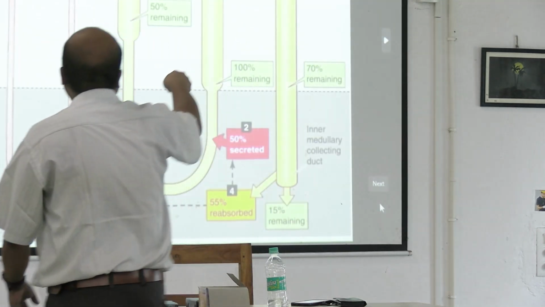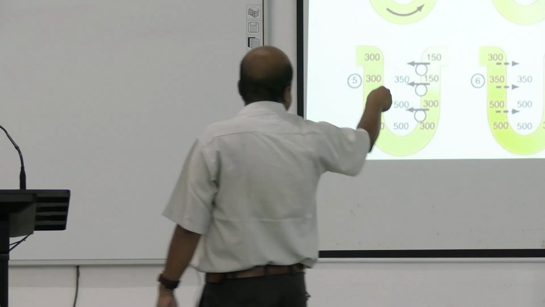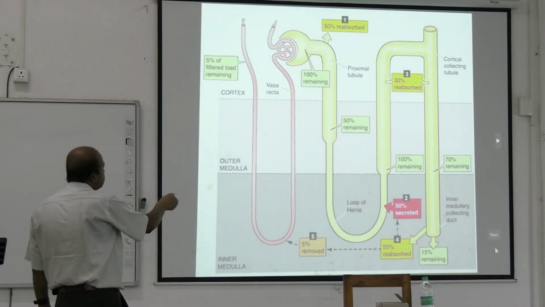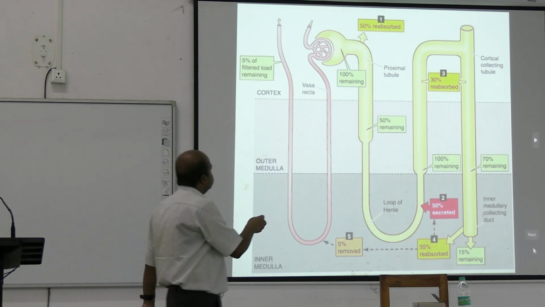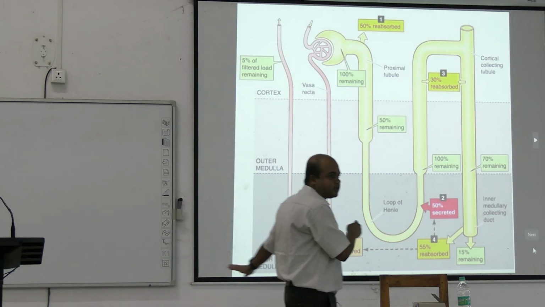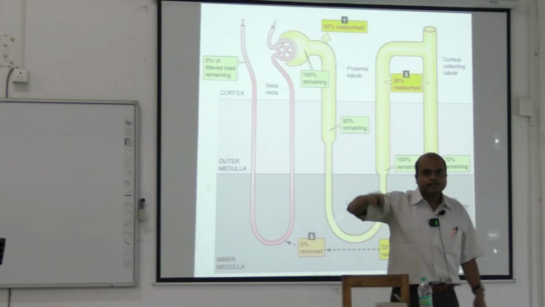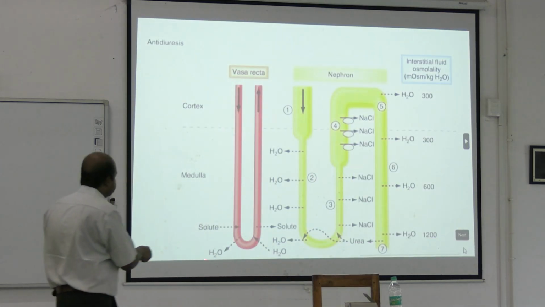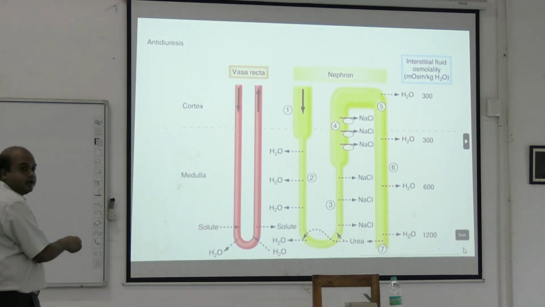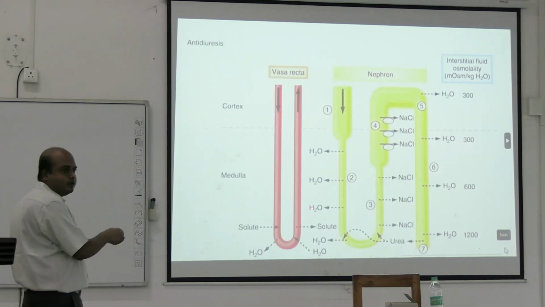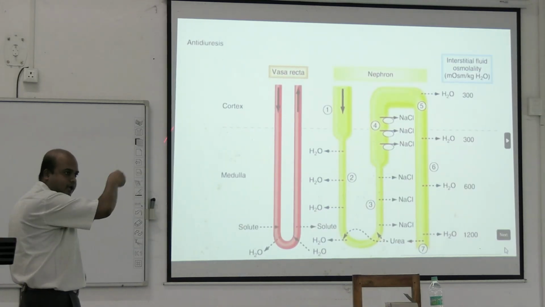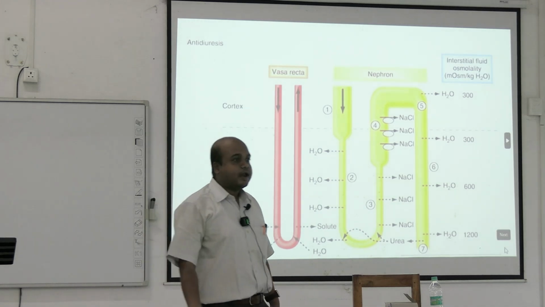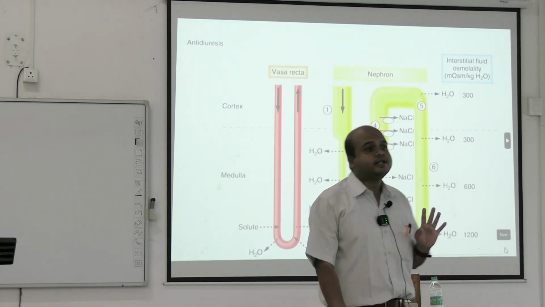Whatever we come to in the discussion of the Vasa recta, here the Vasa recta is shown. This is about urea, we will come to it. What do we see in the Vasa recta? Solute going inside in the descending limb, water going out. Then as the direction is reversed, these processes are also reversed.